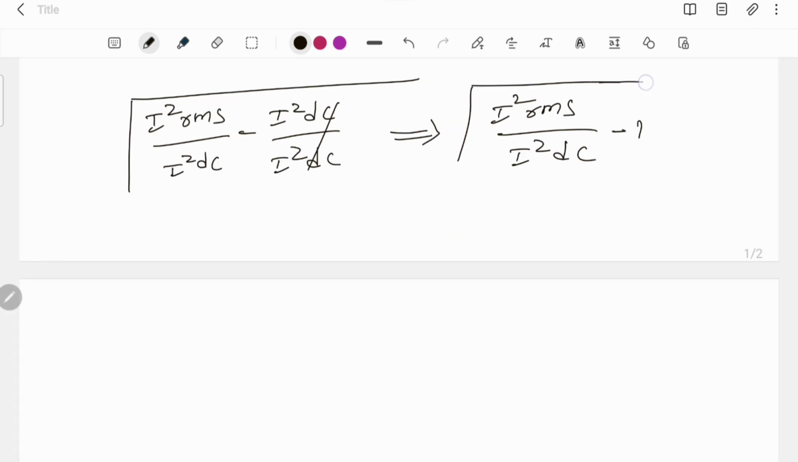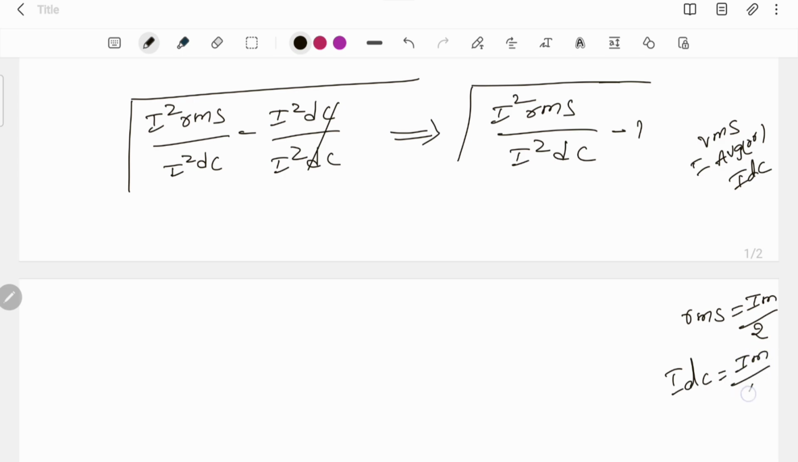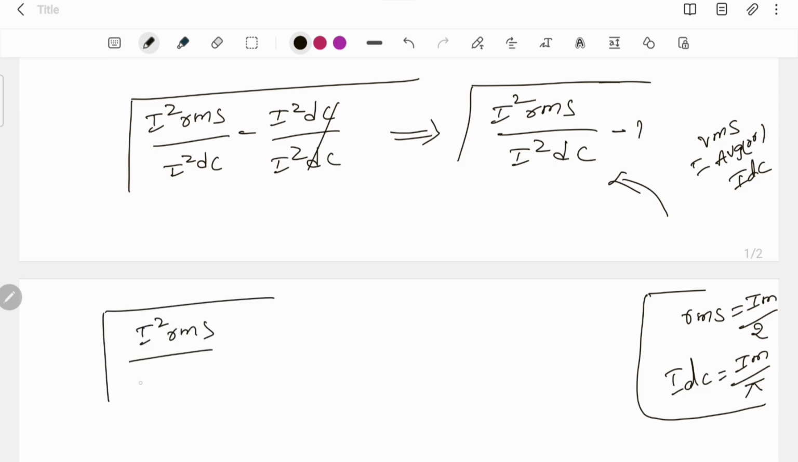As we know, in the previous video I explained the RMS value and average value. This average value is also called the DC value. So what is the value for RMS? RMS value is Im by 2, and average value is Im by pi. Now substitute these two formulas in this equation. So now what we get? Root of I square RMS by I square DC minus 1.